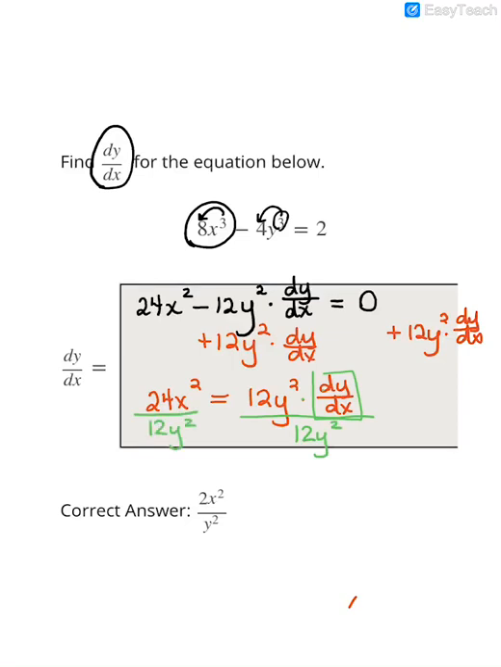So 24 divided by 12 would leave me with a 2 on top. x squared is on top, and then on the bottom I have my y squared. And so now we have solved for dy/dx. This is what they're looking for right there.